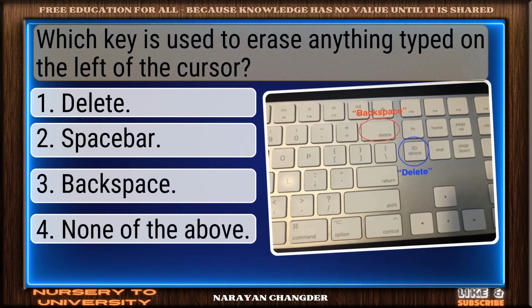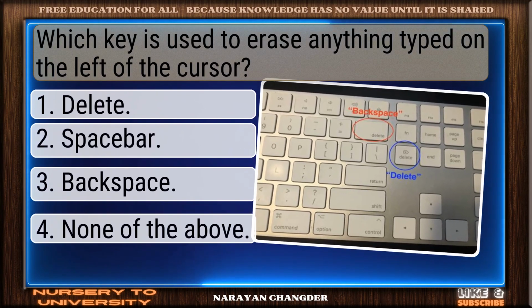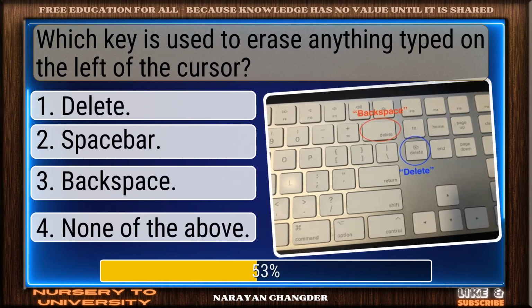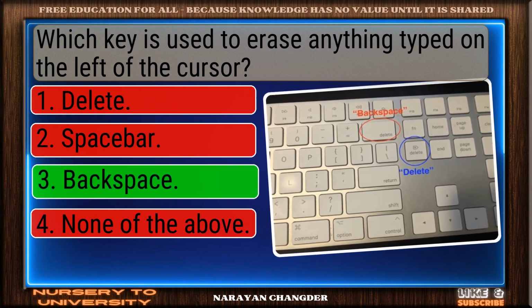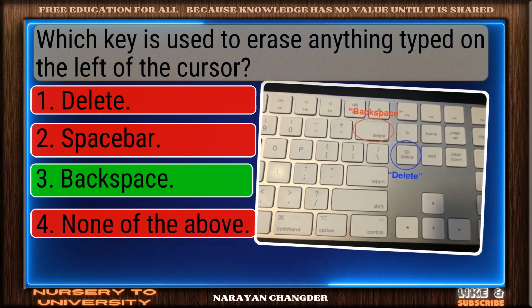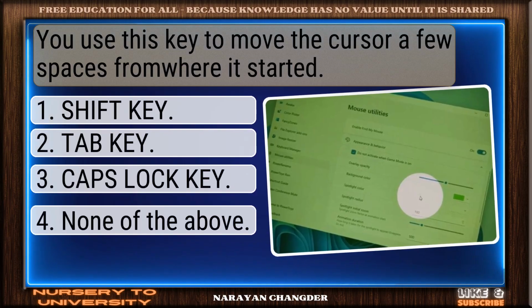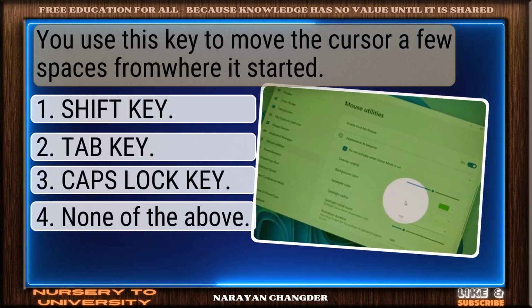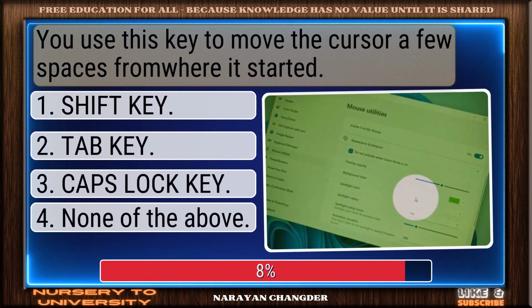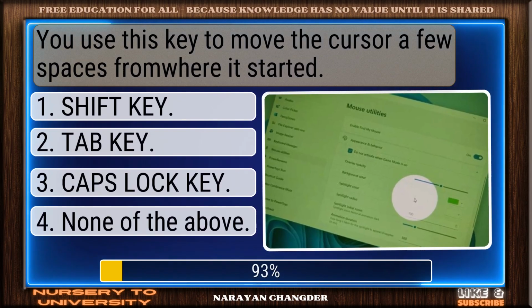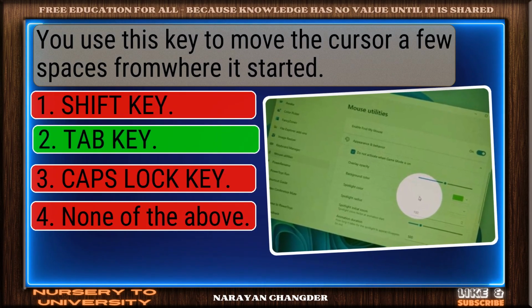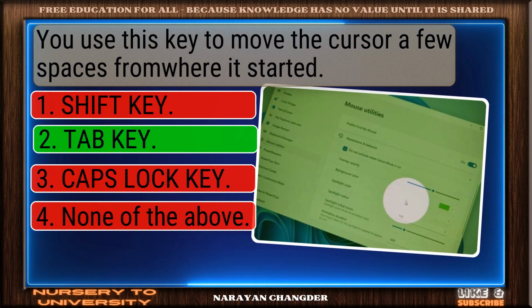Which key is used to erase anything typed on the left of the cursor? Bravo! Backspace is the answer. You use this key to move the cursor a few spaces from where it started. Nice work! You chose Tab key and it is correct.